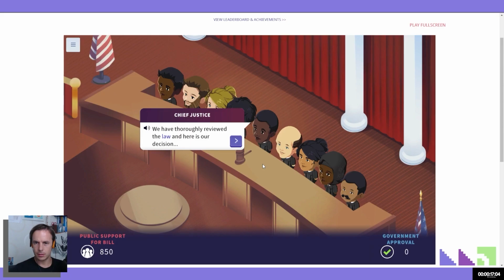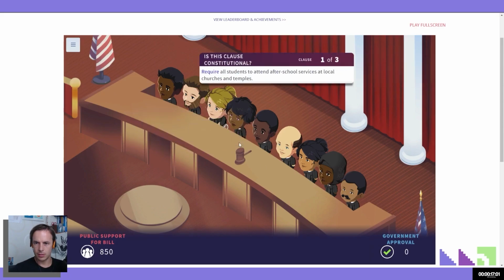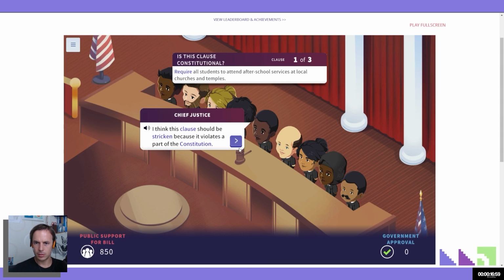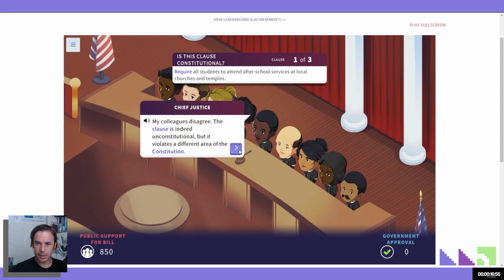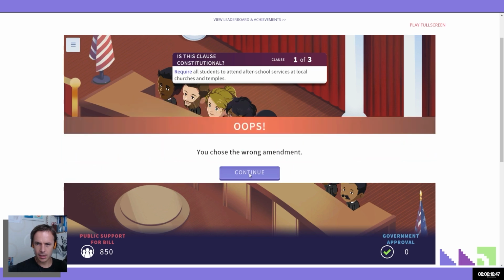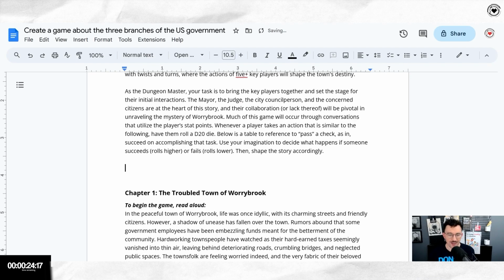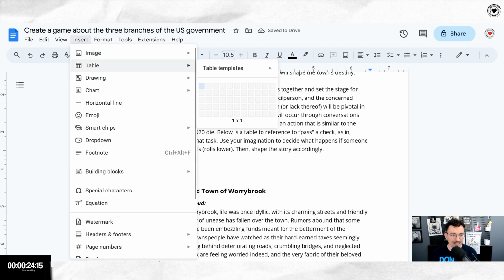actually might work. We have thoroughly reviewed the law. I think this clause should be stricken because it violates a part of the... My colleagues disagree. The clause is indeed unconstitutional, but it violates a different area of the Constitution. Oh dear. Okay, so now I have to make a quick DM table.